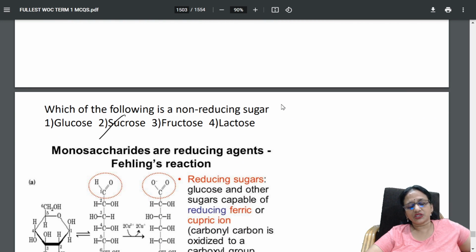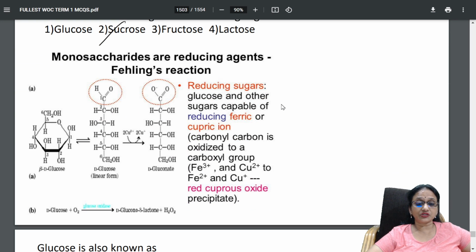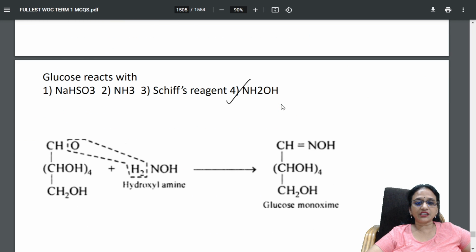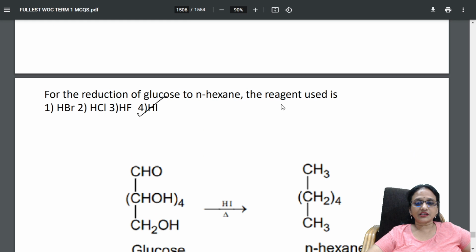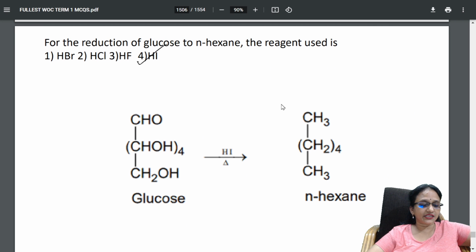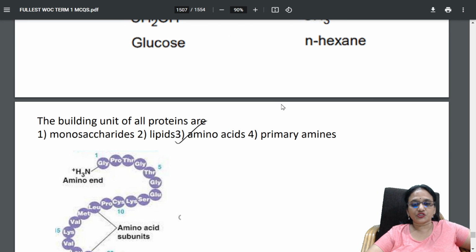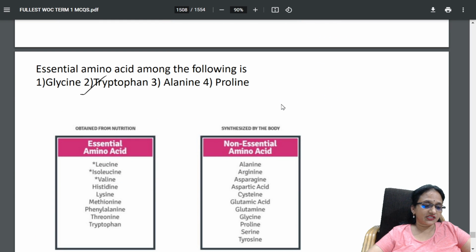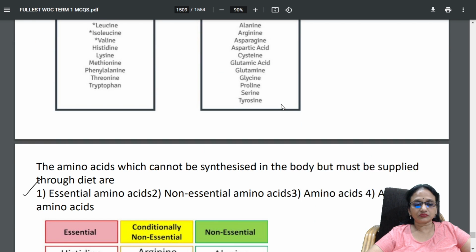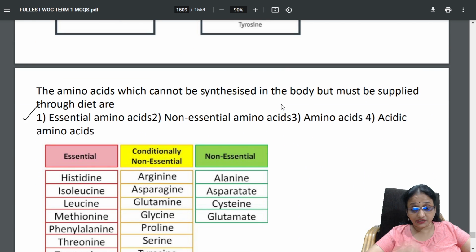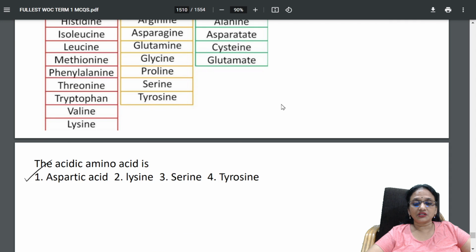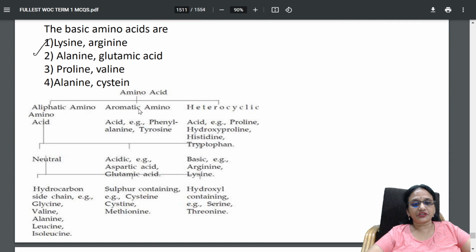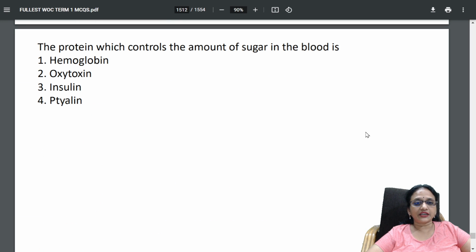I've given a question on reducing sugars, a question on non-reducing sugars, grape sugars, everything. Schiff's reagent. This is the reduction, how you convert glucose to hexane. Then questions on amino acids, proteins, different amino acids, essential, non-essential, conditionally essential. So the acidic amino acids, basic amino acids, different examples.